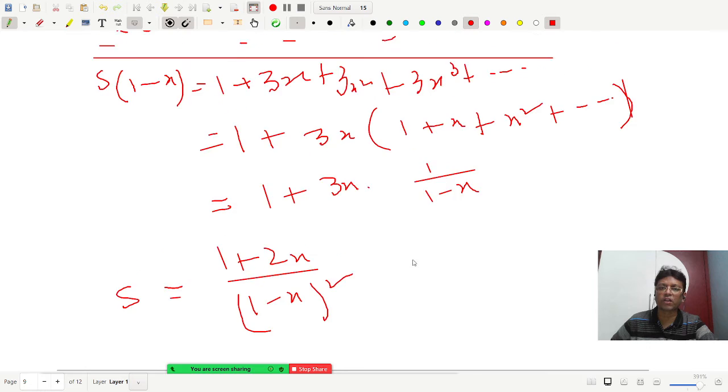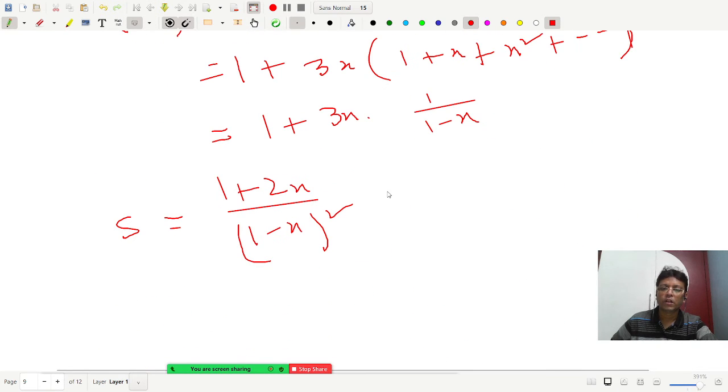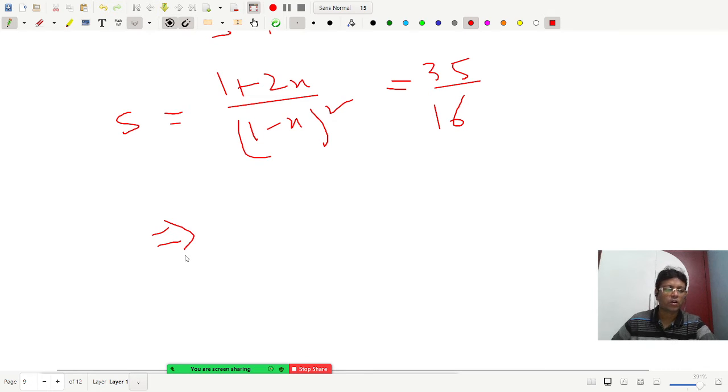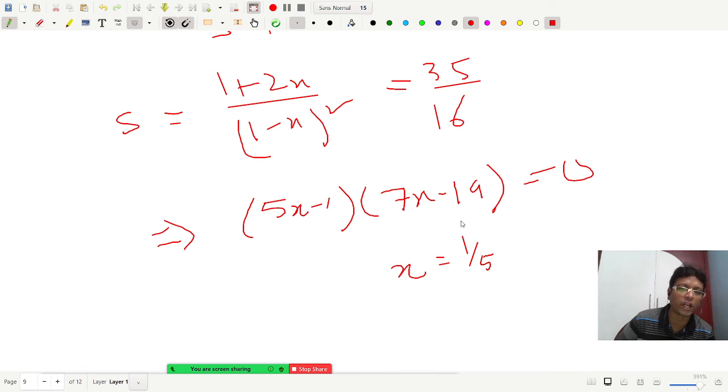And this sum is given in the question. You see, the sum is given as 35 by 16. So you can write this as 35 by 16 and solve for x. If you solve for x, I have already solved. So you have two factors, 5x minus 1 into 7x minus 19 equal to 0. If you cross multiply and simplify, your answer will be 1 by 5, because 19 by 7 will be more than 1 and your mod x should be less than 1, so x is going to be 1 by 5.